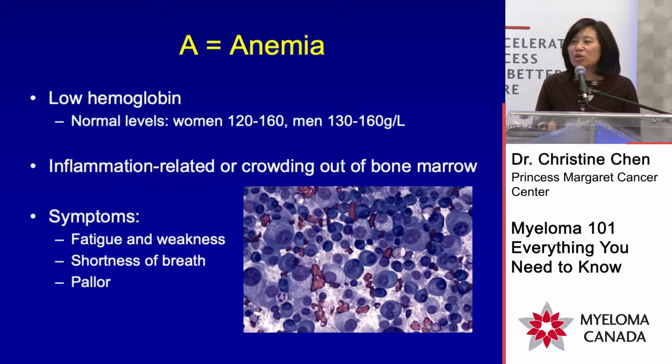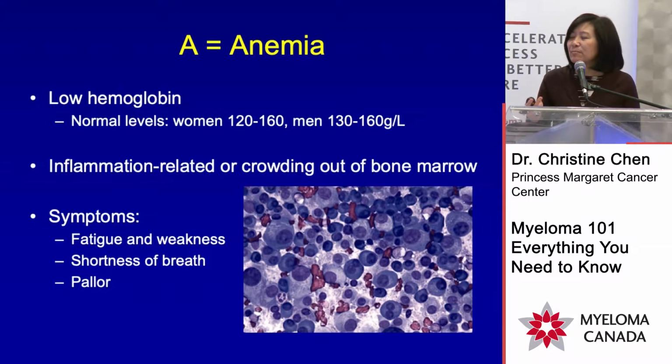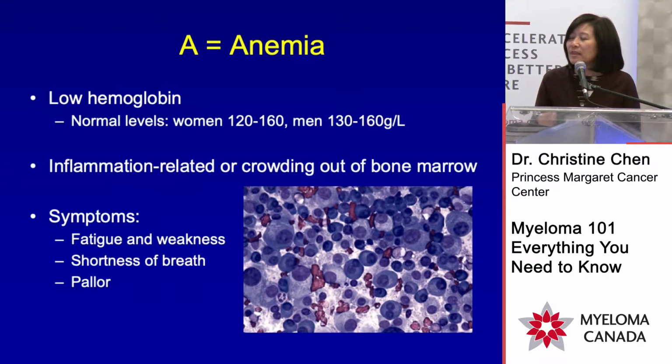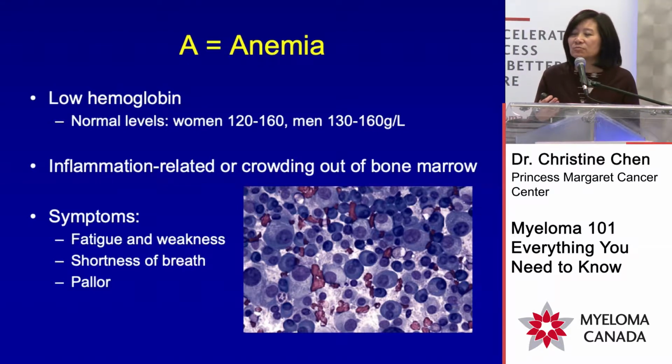Anemia is when the hemoglobin is low, and normal levels for women differ from men. So women are 120 to 160, men 130 to 160. So just keep those in mind. It's not uncommon for patients to always run hemoglobins in the 90s or 100 range. There are many reasons, again, for anemia in myeloma. Again, about half of patients present with anemia when they're first diagnosed.